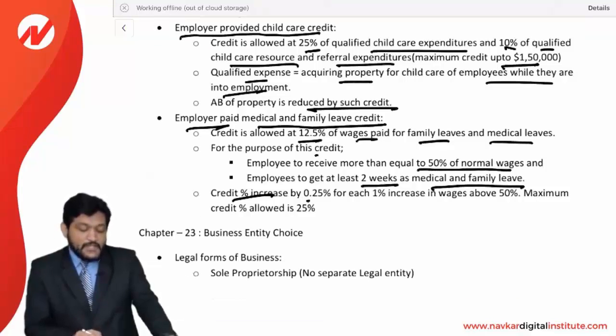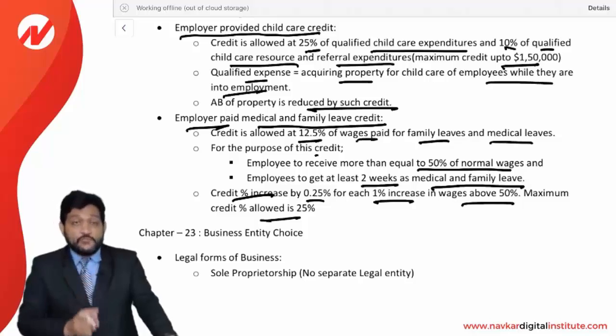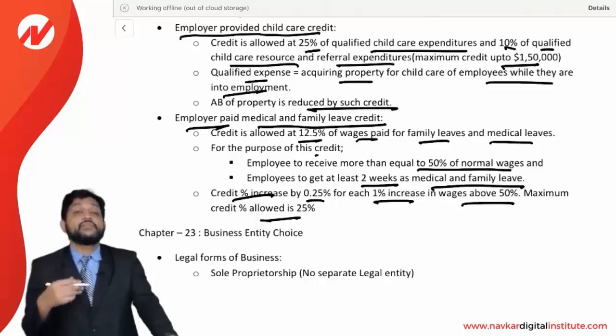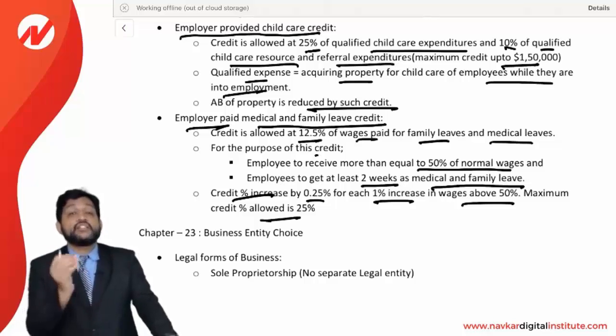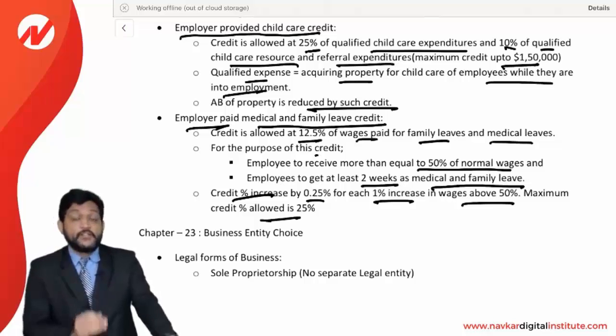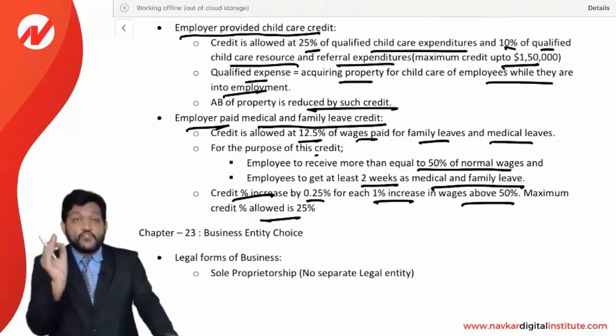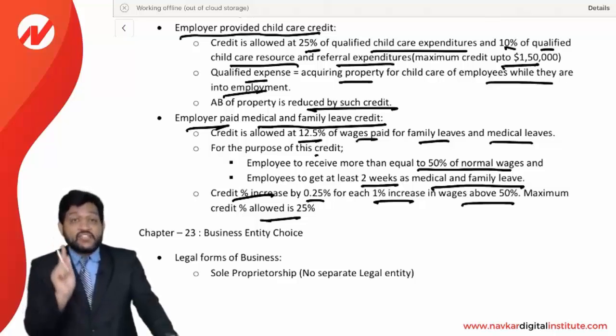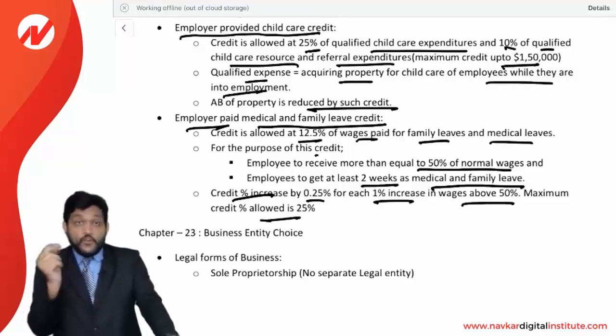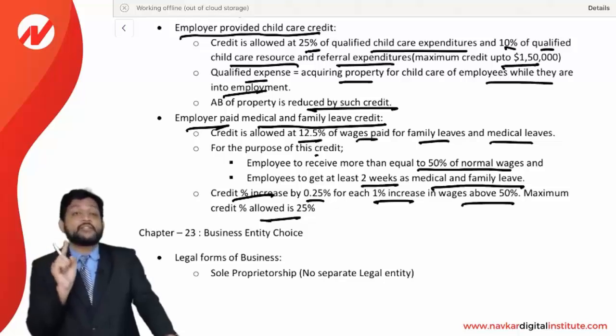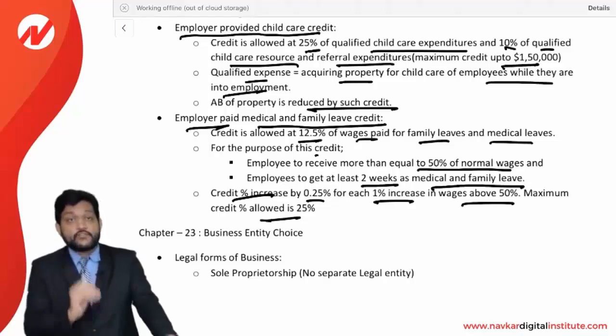Credit percentage increases by 0.25% for each 1% increase in the wages above 50%, and the maximum credit percentage will be 25%. So it starts at 12.5% but it can move up to 25% with each 1% increase in the wage payment. Now let's say the employee has been paid a wage of 54%. So more than 50%, 54% wage has been paid. By each 1% the credit increases by 0.25. Now you are paying 4% more, above 50%. So accordingly 1% credit should be increased. So 12.5% credit will be increased to 13.5%. So that way you need to calculate.